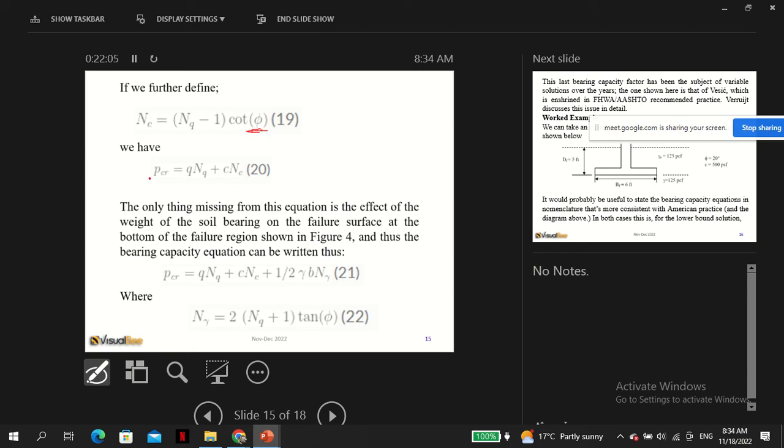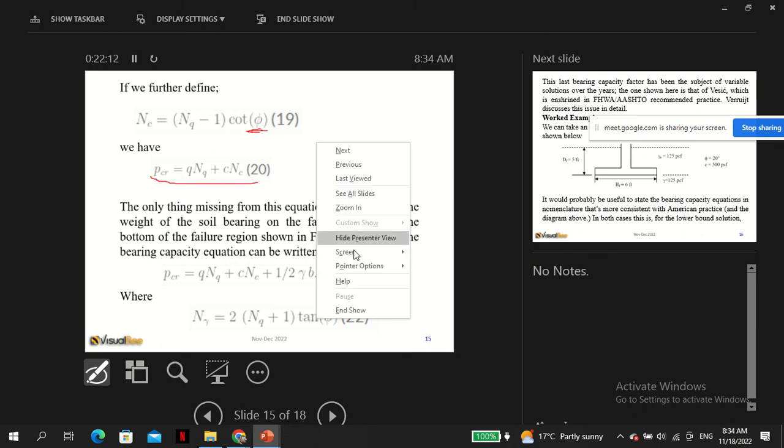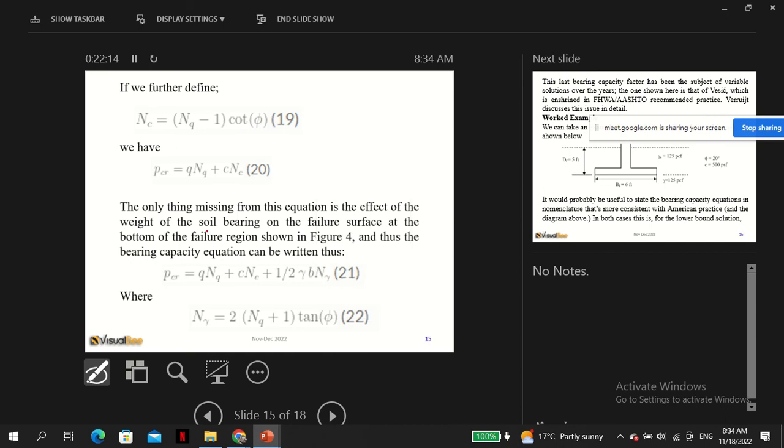So then we have the critical load. The only thing missing from the equation is the effect of the weight of the soil bearing on the failure surface at the bottom of the failure region, shown in figure 4, and thus the bearing capacity equation. So voila, this is what I was aiming at. That's actually the bearing capacity of the soil. This is how to calculate the bearing capacity, cNc plus qNq plus Ngamma. So please start by remembering this equation.